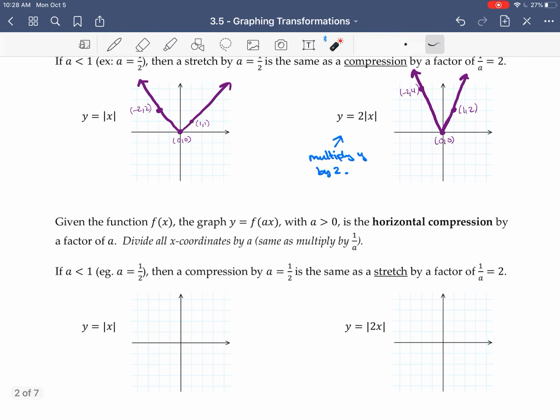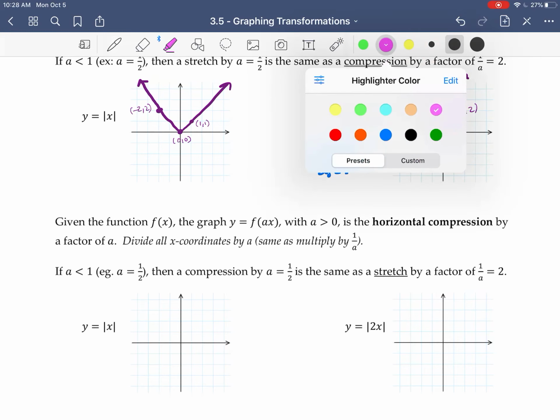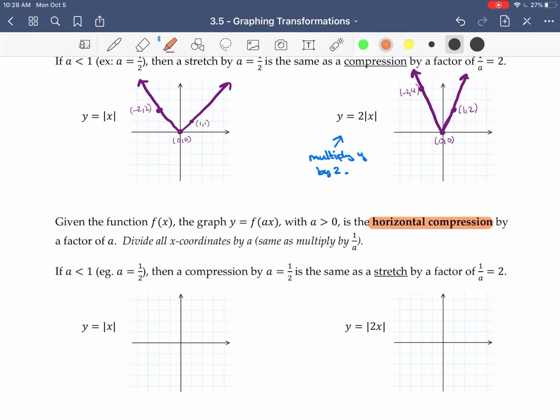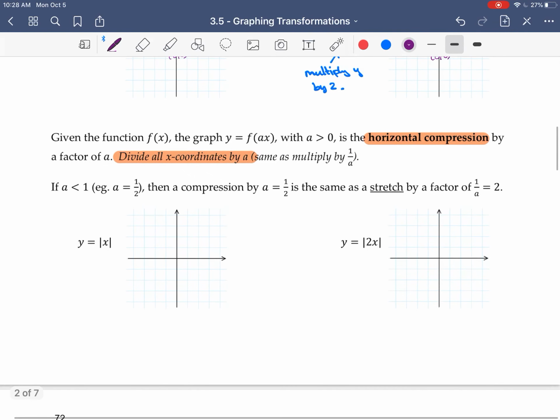Now, if the a is inside with the x, this is called a horizontal compression. And I need a new highlighter color, so maybe orange. So horizontal compression means you're going to divide the x coordinates by a. So it's the same as multiplying by 1 over a. So let's see an example. Okay, we're going to do the same example. So let's draw the absolute value graph again.